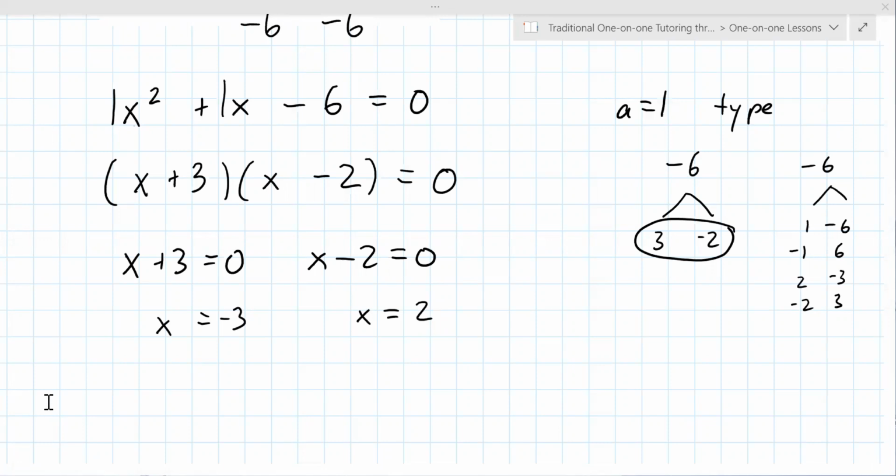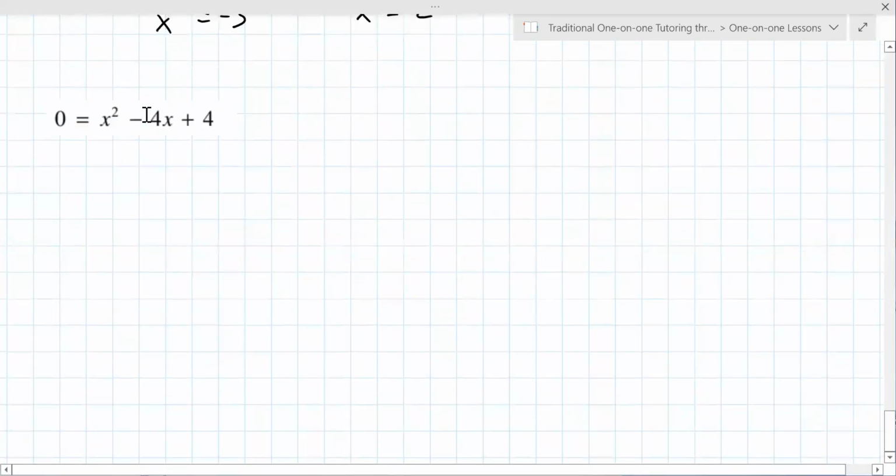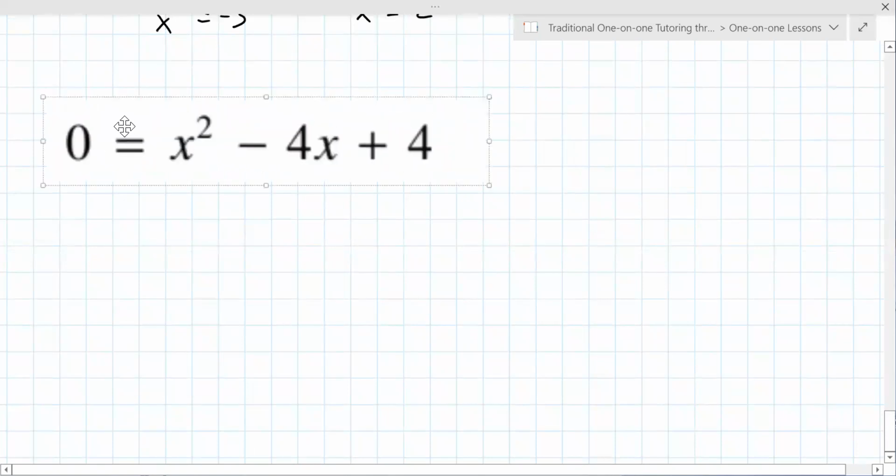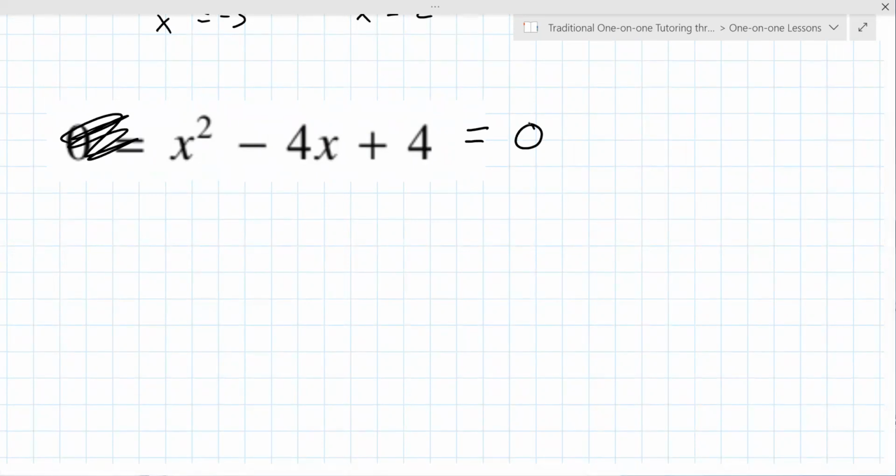All right, so now we're going to look at number 7. The 7 has 0 on the left side. If you don't like it there, you can just move it to the right. That's okay. It's the symmetric property. Maybe you saw that in geometry. But you have to set the equation equal to 0.